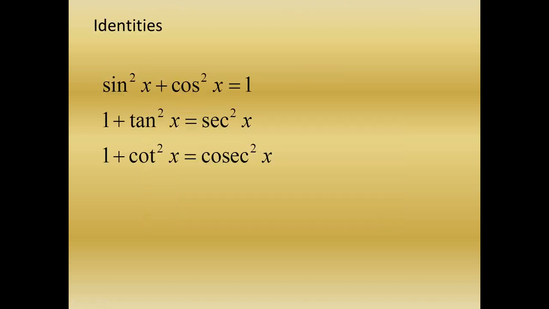Also, we have studied three identities, that is sine square x plus cos square x is 1, 1 plus tan square x is sec square x, and 1 plus cot square x is equal to cosec square x. So you need to revise these identities.